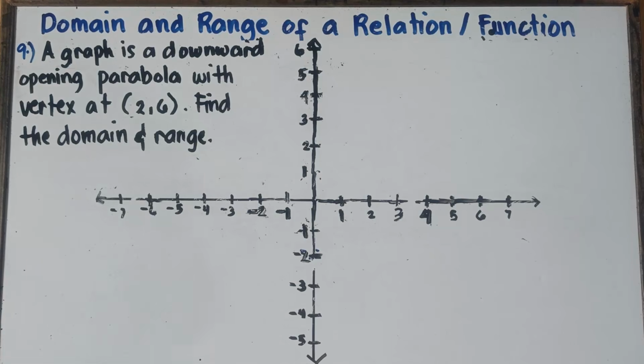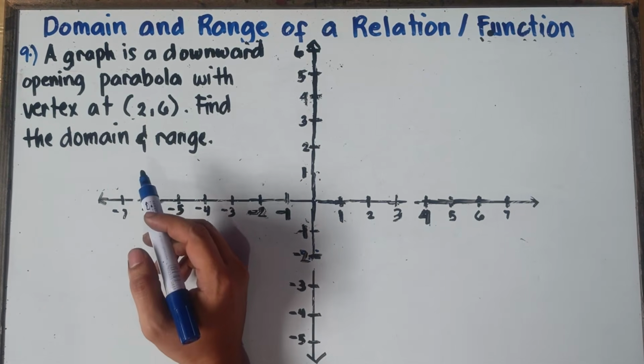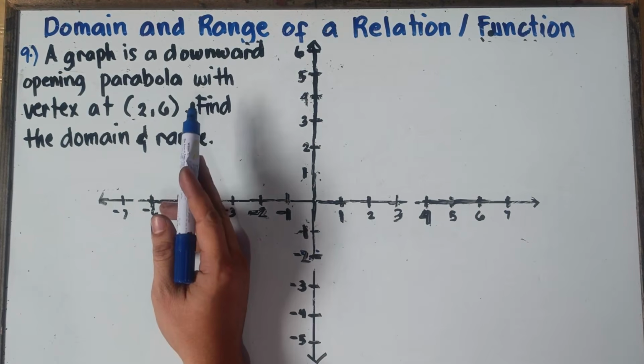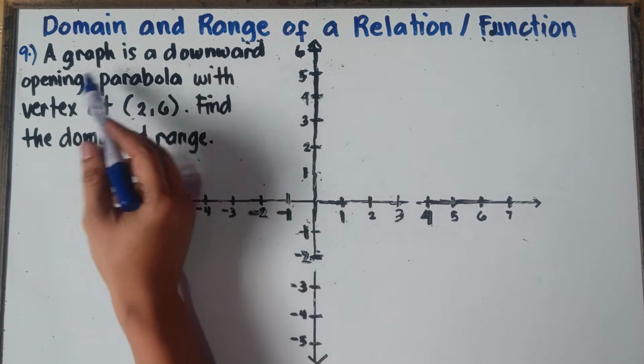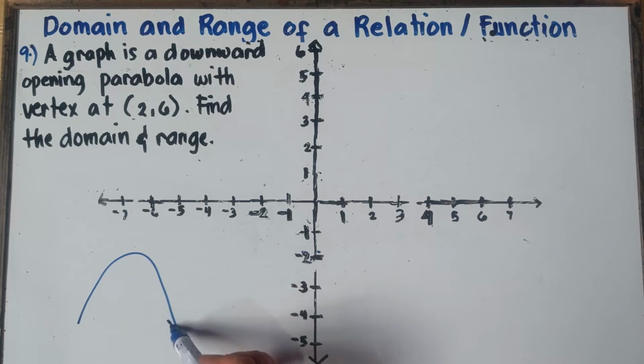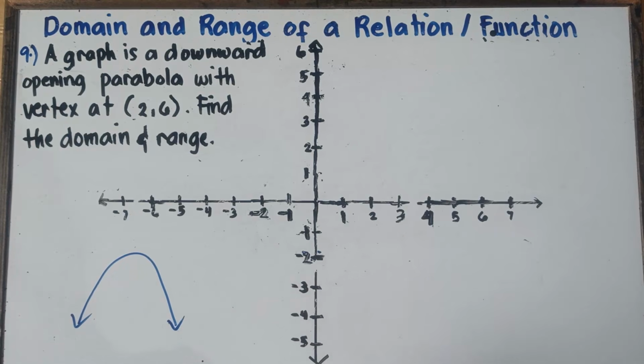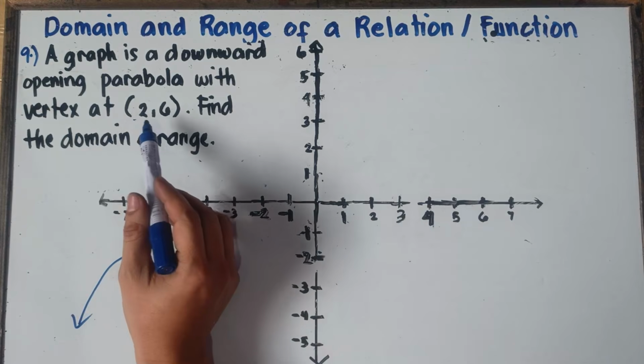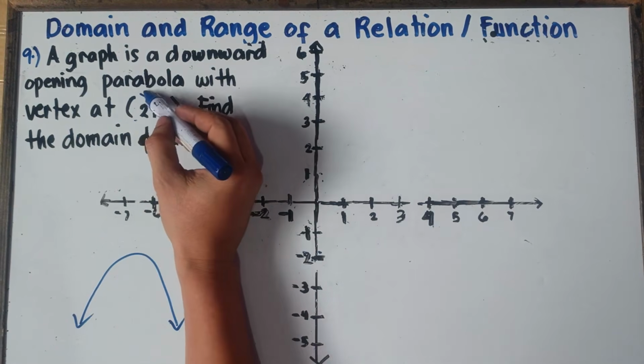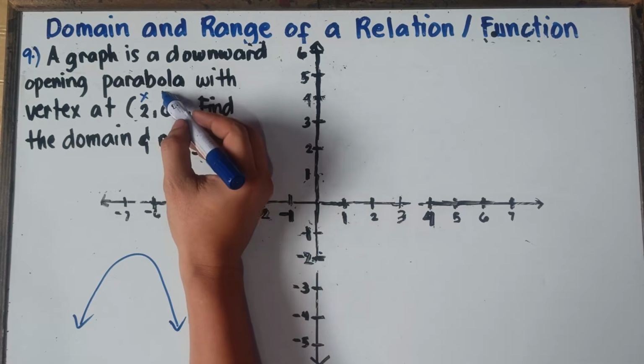Alright, let's do that. First thing to do, class, we need to graph this one. Once again, our parabola is opening downward, so our parabola looks like this. Now, once again, class, we need to get the vertex. We have the given vertex, that would be 2 and then 6. So x is positive 2 and y is positive 6.